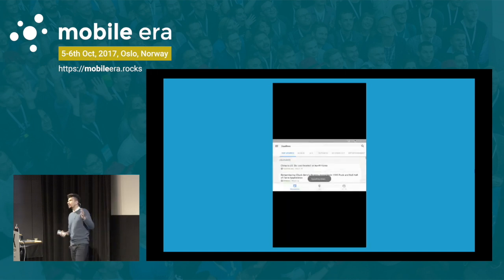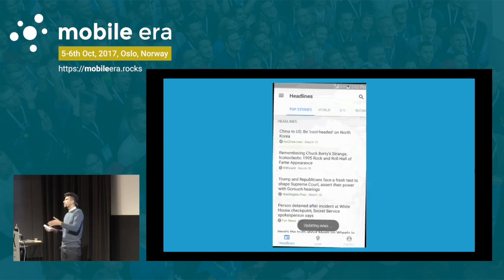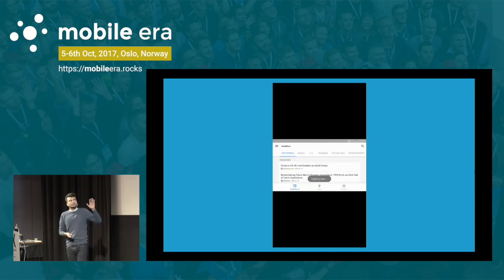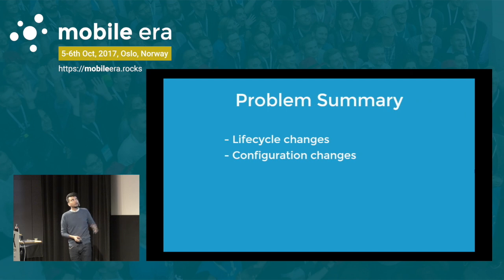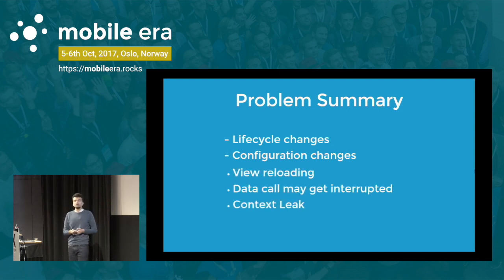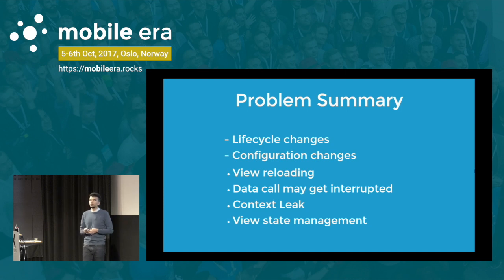So in a couple of cases it's just annoying, but in a couple of cases it may result in corrupt data or corrupt states. So this is just the overview of the problem, just to give you the summary of the set of problems we are dealing with. So the root causes are these two: lifecycle is constantly changing and configuration is constantly changing. And when either of these or both of them happen at once, it may lead to a view rolling problem, data may get interrupted, context leak, and view state management problem.